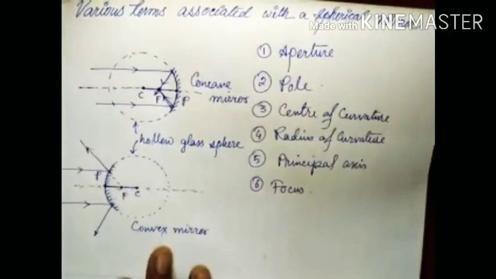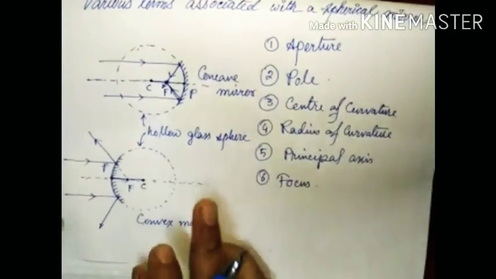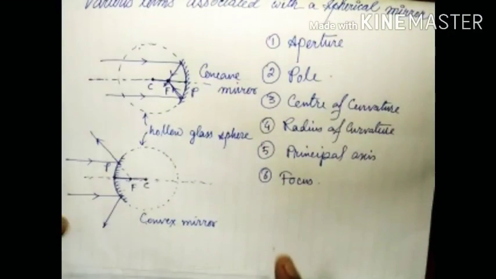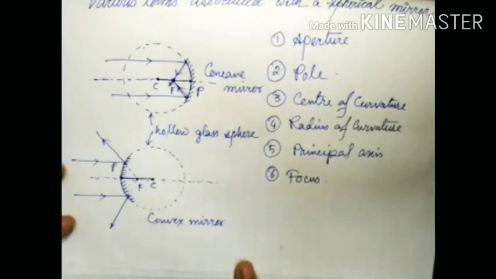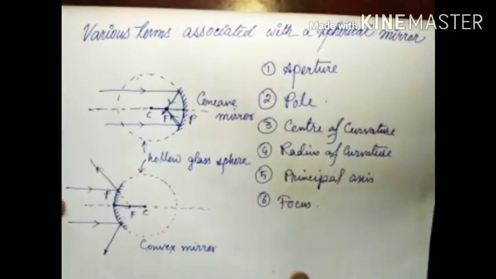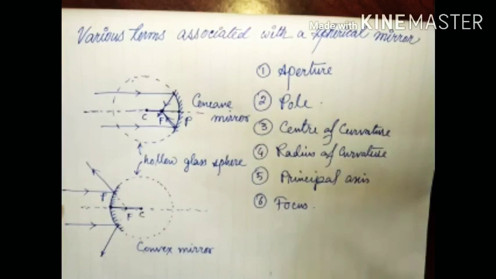So we have understood what is aperture, what is pole, what is center of curvature, radius of curvature, principal axis and focus. These are the various terms associated with a spherical mirror.